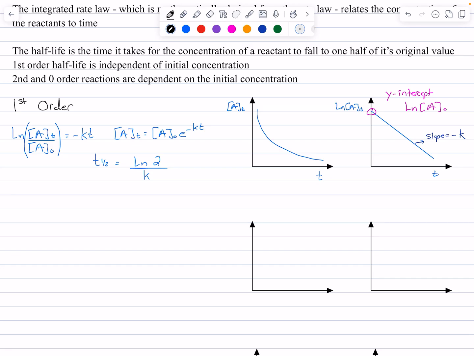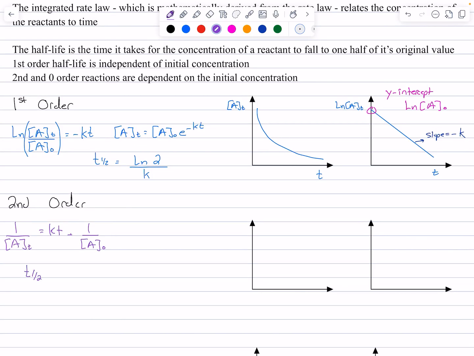Second order. For our second order reactions, we have 1 over the concentration of A at time t equals kt plus 1 over the original concentration of A. And then t1/2 is equal to 1 over your rate constant times your original concentration. So that means our half-life is concentration dependent now.